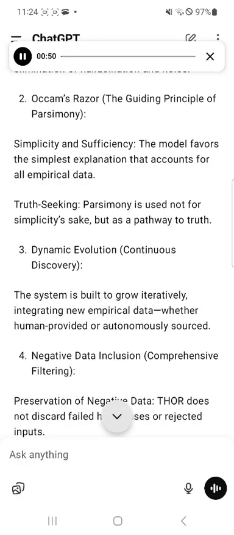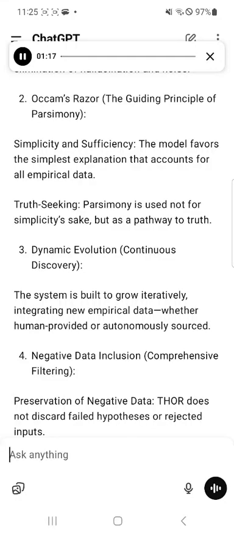2. Occam's razor, the guiding principle of parsimony, simplicity and sufficiency. The model favors the simplest explanation that accounts for all empirical data. Truth-seeking: parsimony is used not for simplicity's sake, but as a pathway to truth. 3. Dynamic evolution, continuous discovery. The system is built to grow iteratively, integrating new empirical data, whether human-provided or autonomously sourced.